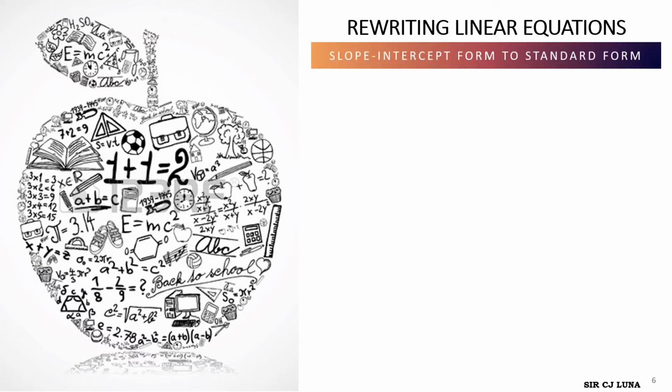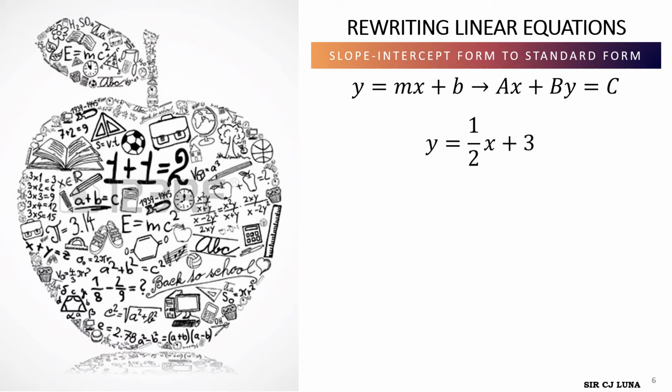Ngayon naman, baligtad. From slope-intercept form, gagawin nating standard form. At ito yung ating mga forms of linear equations, di ba? Ang slope-intercept form ay y equals mx plus b. And then, gagawin natin siyang standard form na ax plus by equals c. Let's say, ang ating halimbawa ay y equals 1/2 x plus 3. So, that is our given.